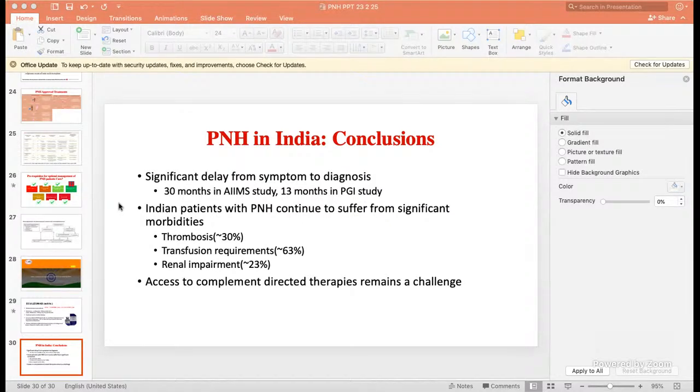We all know, as you also mentioned in your very first slide, that it's a progressive disease. I think the most important takeaway is that it's progressive. If we do not treat it, the clone is only going to expand over a period of time. And 30 months in the AIM study, 13 months in your study, is the time for diagnosis. So the point to ponder, and since you presented the talk, I'll ask your opinion first: how can we reduce this delay in diagnosis so that, if nothing else, we can talk about transplants wherever it is feasible?